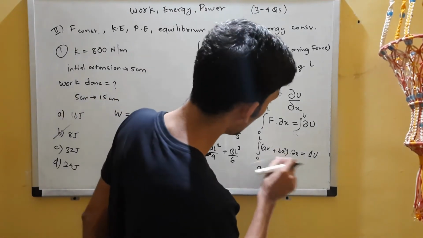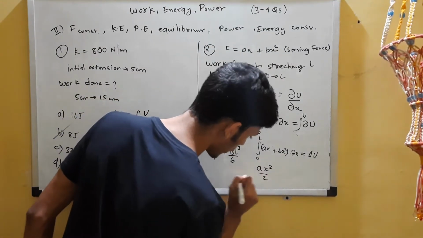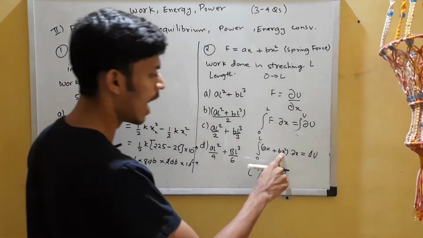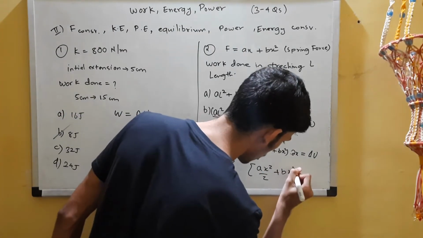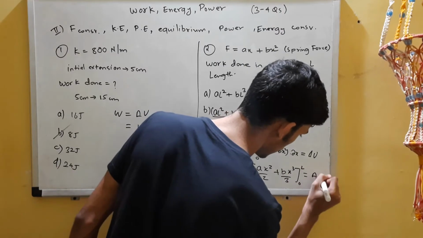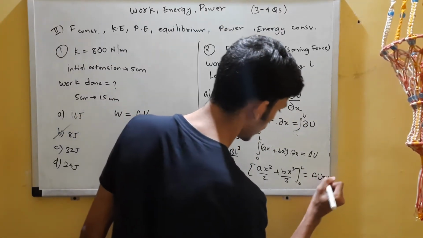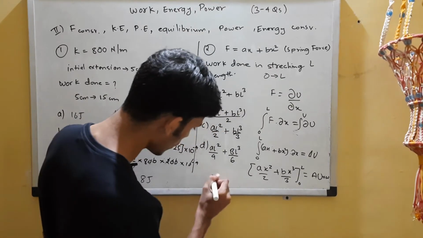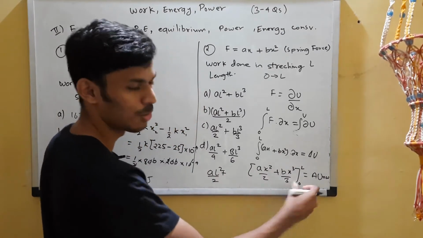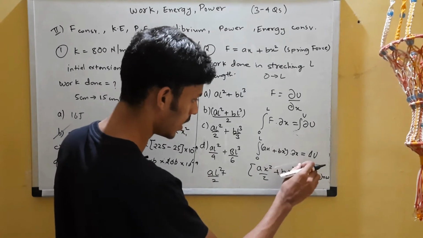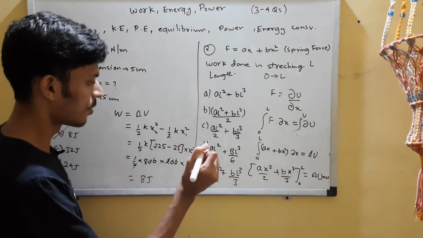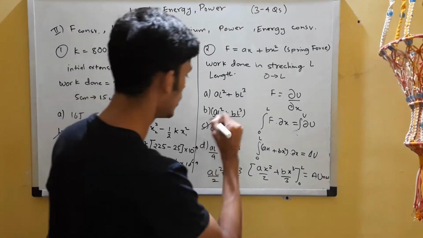Okay, so when you integrate x with respect to x, you'll get x square by 2, right? Now we are supposed to apply the limits, plus here when you integrate, b is a constant, it comes out, and integration of x square is x cube by 3. You are supposed to apply the limits now, 0 to L, right? This is the difference in potential energy, which is nothing but the work done. So here you'll get a L square by 2 plus, when you apply the limits, upper limit minus lower limit, right? Lower limit is 0, so no use of substituting 0 over here. Just substitute the upper limit. Here you'll have b L cube by 3. So a L square by 2 plus b L cube by 3. Option C is the correct choice over here.